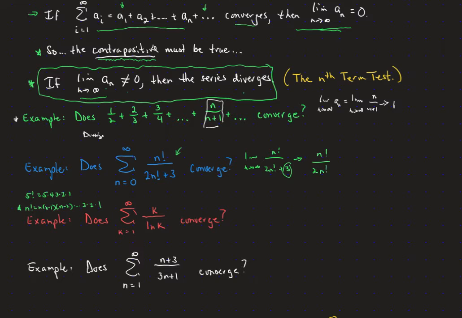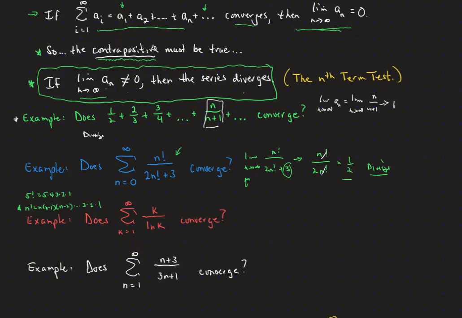Now, as these get huge, they're still going to be the same thing, so they're going to cancel. And this thing is going to act like 1/2. So we're saying the limit as n goes to infinity of that nth term is going to 1/2. That's not 0. Therefore, the series will diverge by the nth term test.